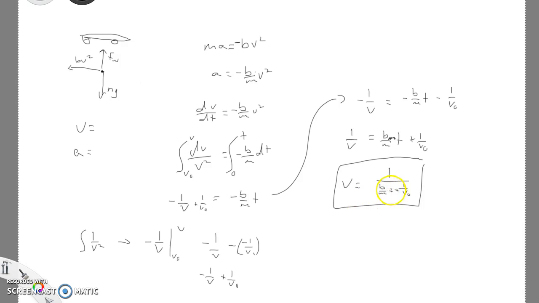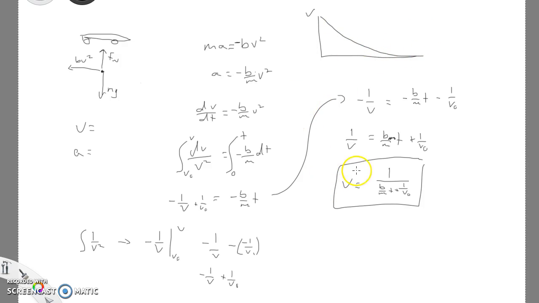Okay, and so as t gets bigger, this whole equation here is going to approach 0. When t is equal to 0, you have 1 over v naught, which is just the velocity equal to v naught. So if we graph our velocity with respect to time, it's going to look something like this.